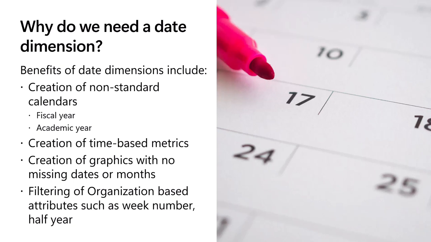Another point around date dimensions is because they have a continuous list of dates, it means you can create graphics with no missing dates or months. It's possible in the context of a library that someone might not take out any books across an entire month, but when we represent it graphically, we wouldn't want that month to be missing. Finally, when we have our organisation-based date dimension, it has additional attributes such as week number or half year. And these can allow us to perform filtering operations that wouldn't otherwise be possible.